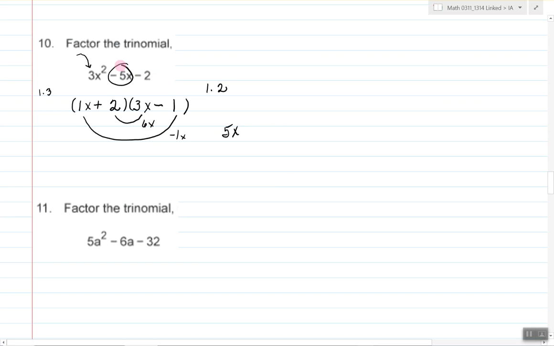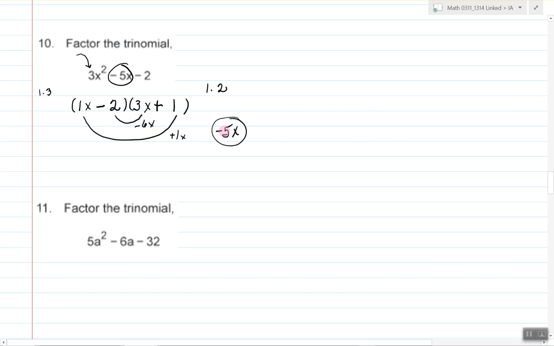the sign is incorrect. If you do everything and you get the right quantity, but with the wrong sign, then all you do is change the signs. Now, the outer product is positive 1x, the inner product is negative 6x, I get negative 5x, and that's correct.